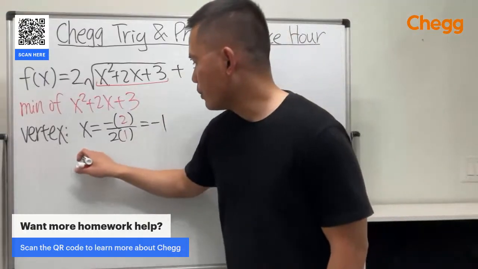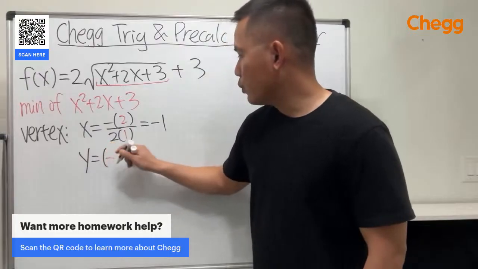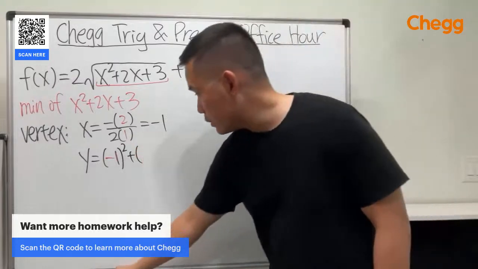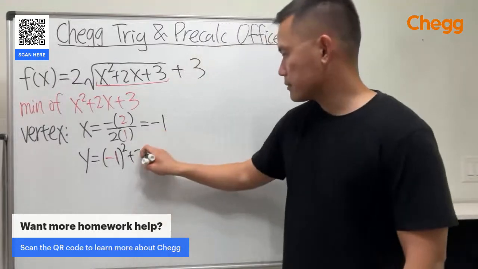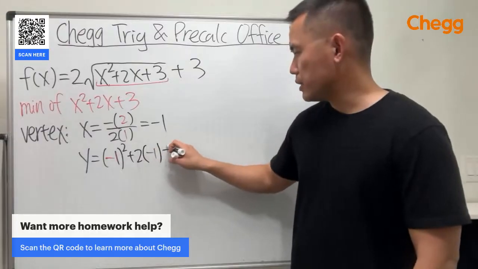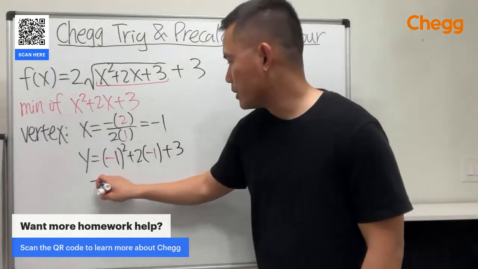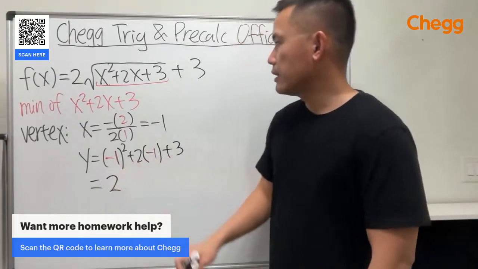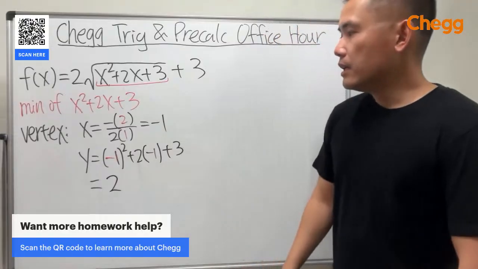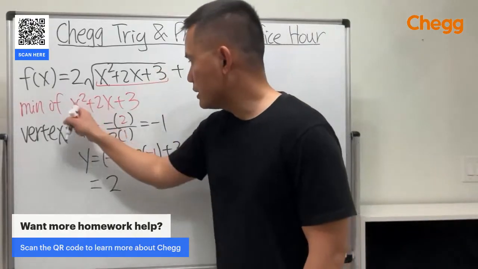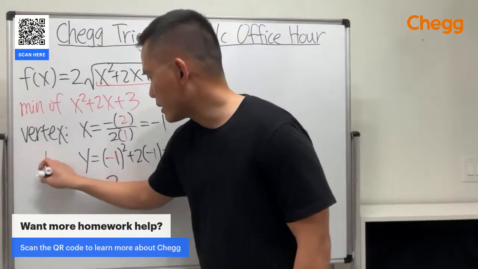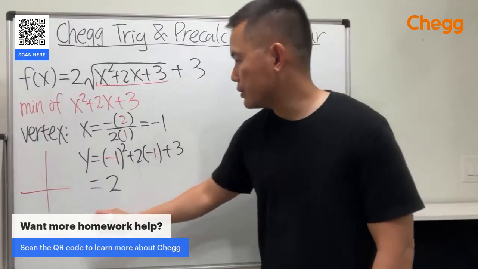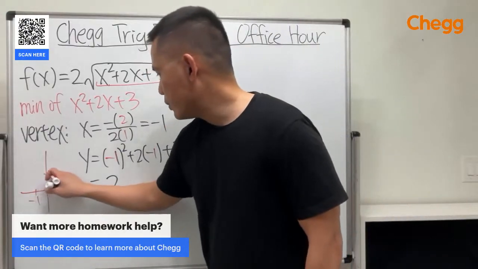And the y value will be at negative 1 squared plus 2 times negative 1, and then plus 3. So what's that? That is going to be 1 minus 2 is negative 1, plus 3, so it's 2. Okay, so that's 2. If you look at the graph right here, just this part in red, the vertex is going to be like this: x is negative 1, y is 2. So we have negative 1 and 2 right here.